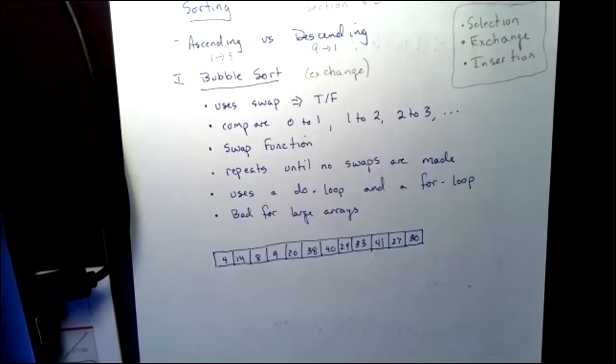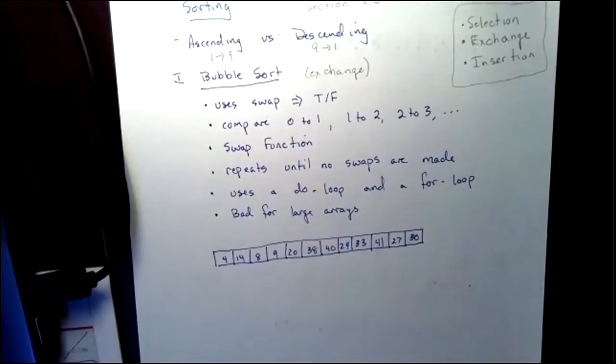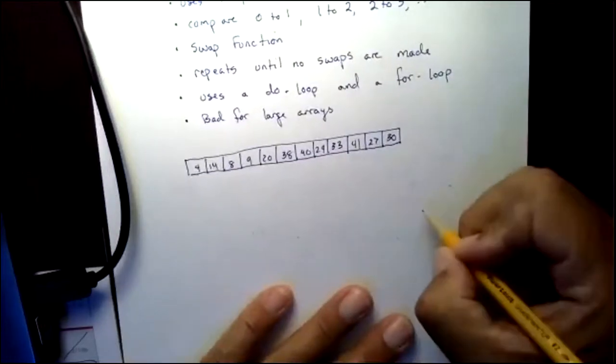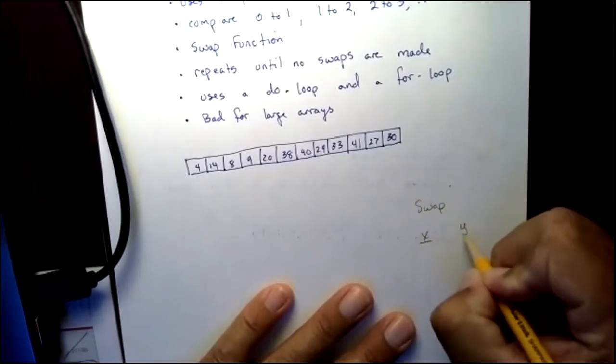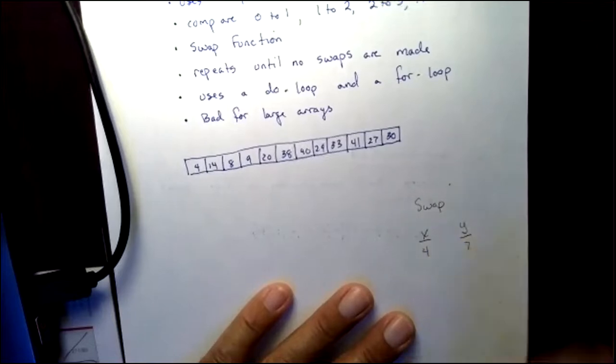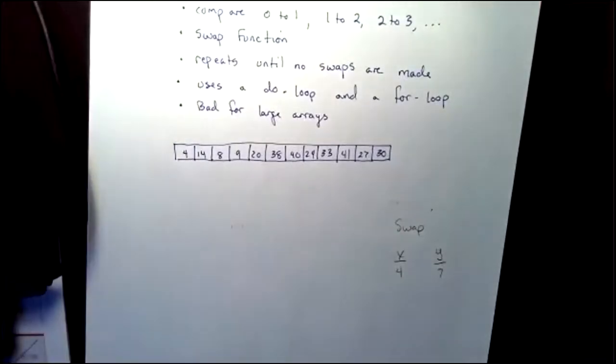First one is the bubble sort, and it's going to use this idea of exchanging things. In fact, it's going to use a swap. So before we go any farther, I think we need to consider what a swap function would look like. So I'm going to come over here, and I have 2 values, x and y. X is 4 and y is 7. And I'd like to swap those. I'd like x to now be 7 and y to now be 4.